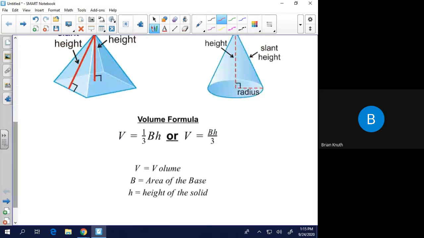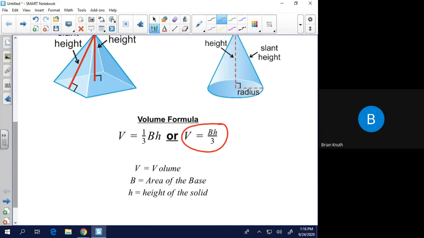Okay, so to solve volume, we're using the volume formula. We're actually going to be using primarily this one for explaining. You can also use this, the 1/3, but instead of using fractions, I'd rather have to divide by 3, and you'll see that in a second.